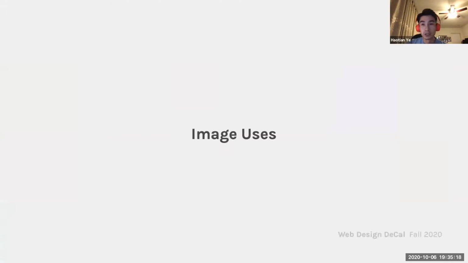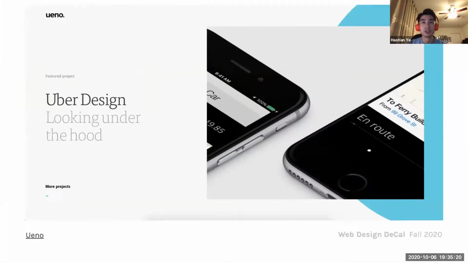So image uses. When should we use images? So this is a website, Ueno, which is basically a website that showcases products like apps or whatever. And it's actually a really, really fancy website. If you go to it, they'll have really cool animations and it'll look very clean. And this website is a very good example of image use because it really emphasizes the image and what it means.